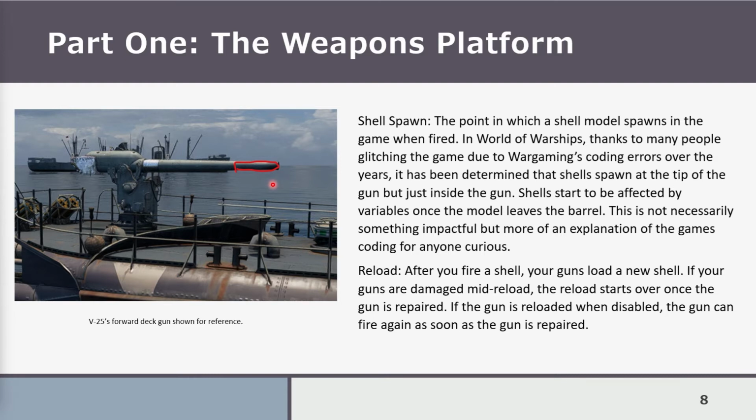Reload. After you fire a shell, your guns will load a new shell, right? If your guns are damaged mid-reload, the reload starts over once the gun is repaired. If the gun is reloaded when disabled, the gun can fire again as soon as the gun is repaired. So if you don't have a shell ready to go, you're going to have to wait the entire duration, which sucks, and it kind of impacts your ability to do damage.